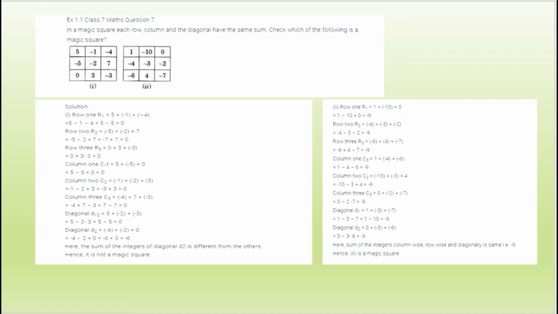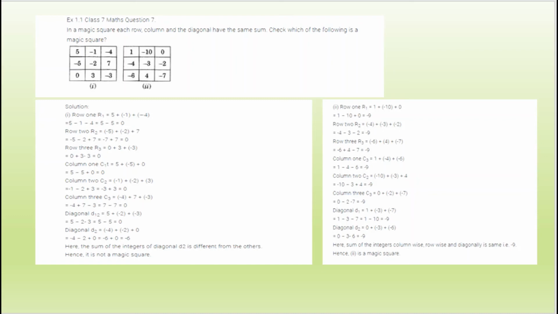Coming to question number 7, it's a magic square. Each row, column, and diagonal has the same sum. Check with the following magic squares. You have been given two parts in this. You can see 5, -1, -4, -5, -2, 7, 0, 3, 3.